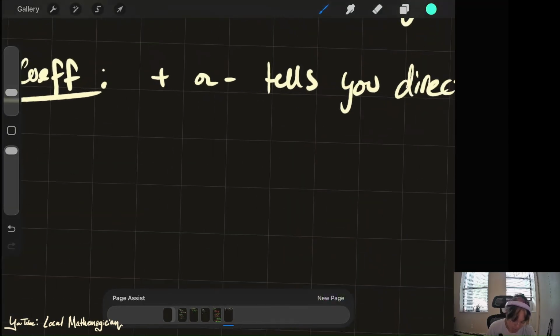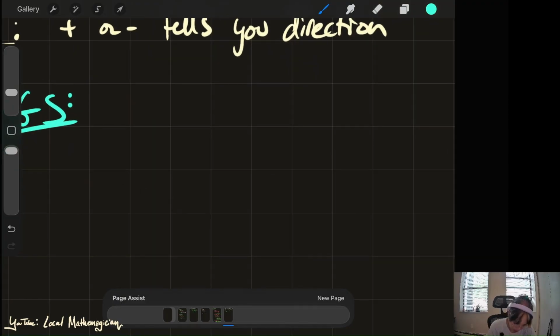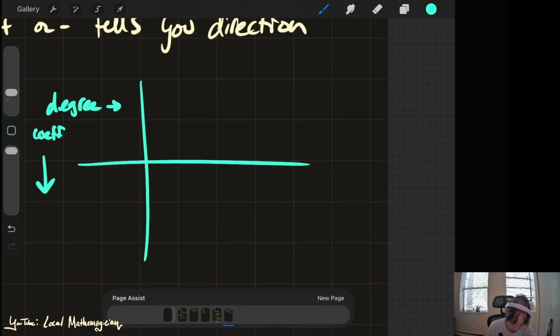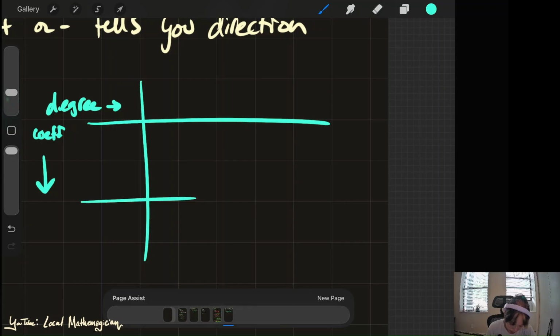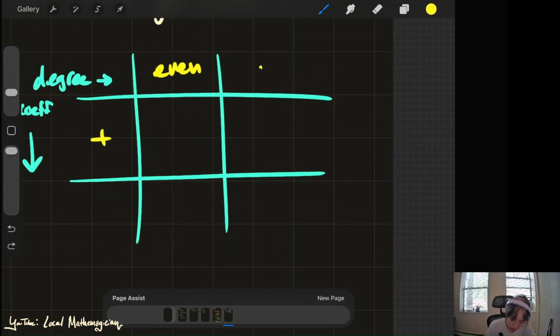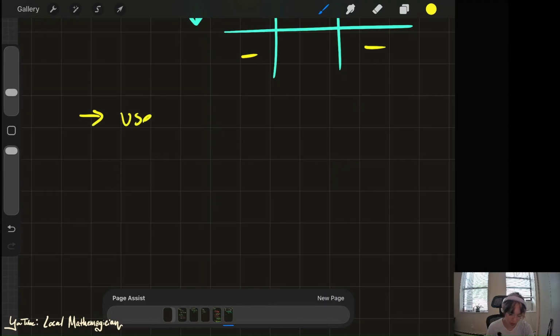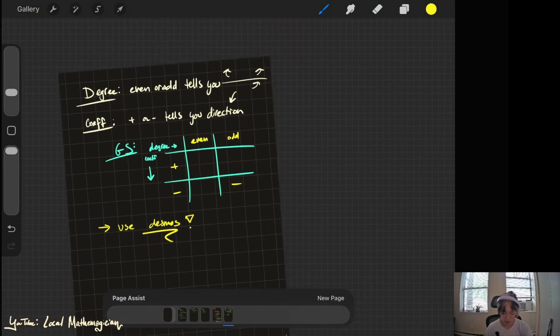For Gradescope purposes, I want you to tell me the following combinations. So degree goes this way, and coefficient goes this way. If your degree is even and your coefficient is positive, what does your graph do? Does it do this, or this? If your degree is odd and the coefficient is positive, what does it do? If your coefficient is negative, how does it affect the graph? And for even and odd as well. So this is your Gradescope. Use Desmos.